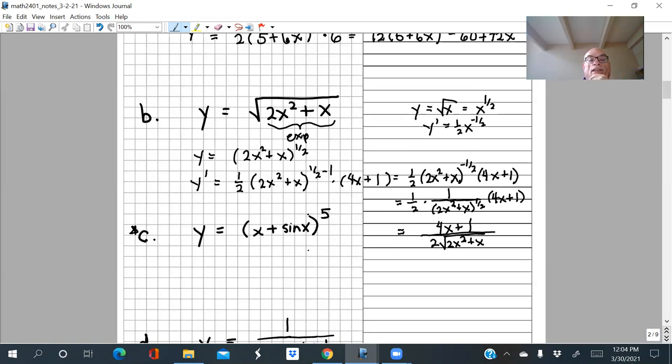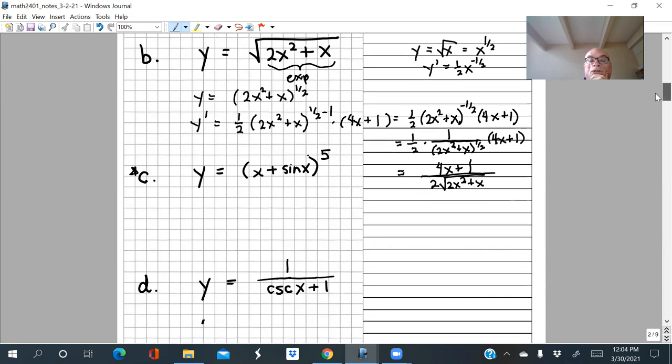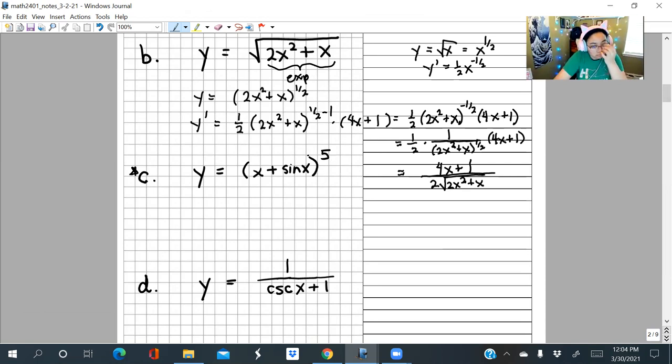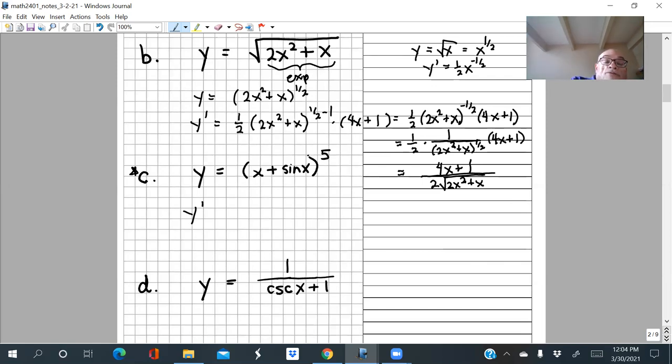All right, let's try that once more. And this one looks terrible. So we have x plus sine x to the fifth, x plus sine x to the fifth power. That looks like a really complicated function. It really is. Probably wouldn't run across that function in practice very often, this one's just kind of made up as an example, but it's a good example. And again, we just want to find the derivative here.